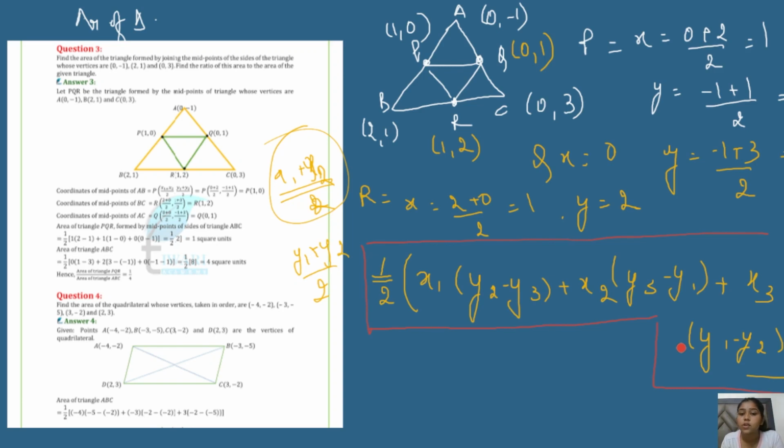Now you have to just show the ratios. So when you find out the areas, then you have to just divide them to get the ratio, right? Now similarly, another question is to find the area of a quadrilateral. Okay, so how will you calculate the area of a quadrilateral?